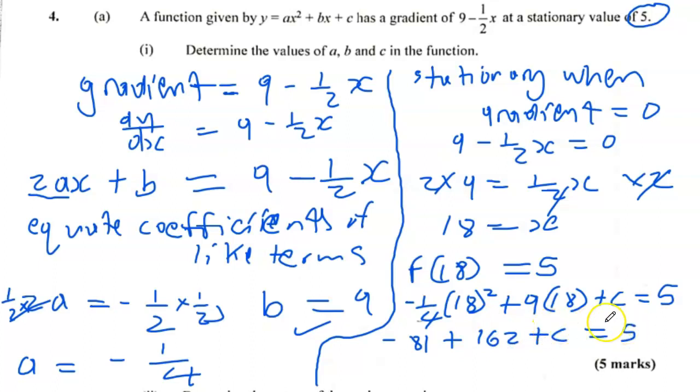So we can group all the constants on the right hand side. This means that c is equal to 5, plus 81, minus 162. So 5 plus 81 minus 162, I'm getting minus 76. So the value of c, so this is minus 76, right?